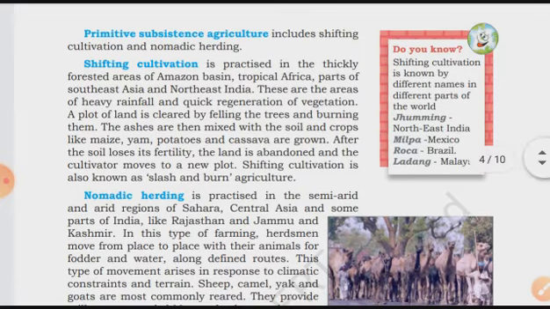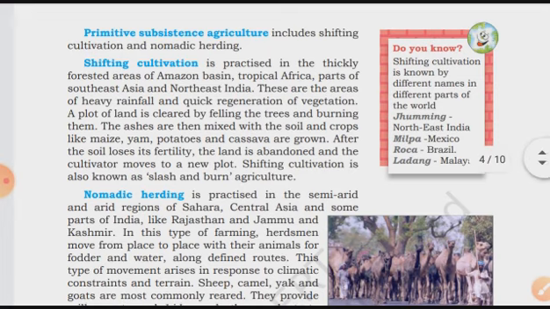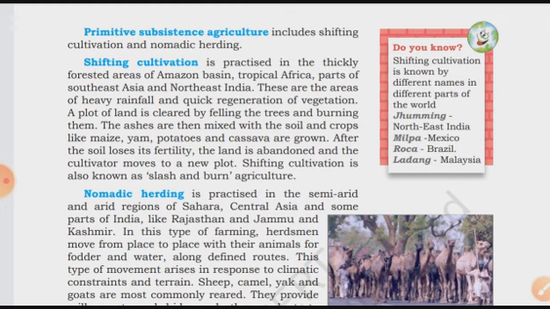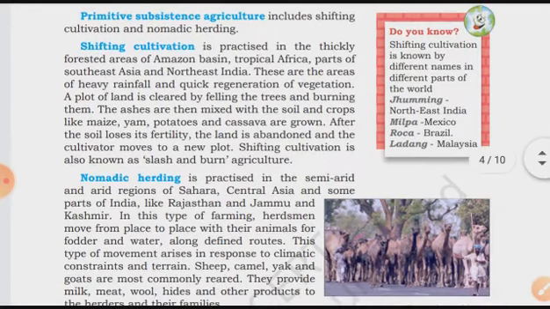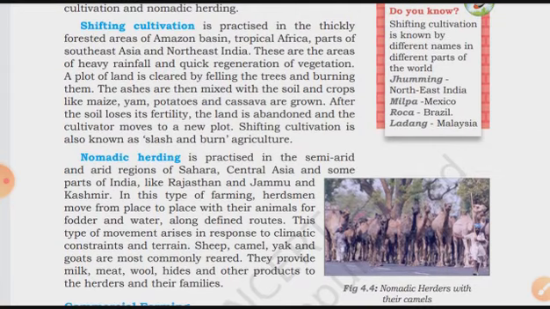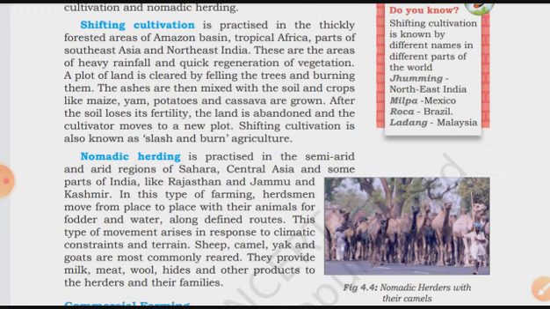See, shifting cultivation is practiced in the thickly forested areas of the Amazon basin, tropical Africa, parts of Southeast Asia and Northeast India. Shifting cultivation means you are doing the farming or cultivation shift-wise. Mainly it is practiced in the thickly forested areas of the Amazon basin, tropical Africa, parts of Southeast Asia, and also in Northeast India. These are areas of heavy rainfall and quick regeneration of vegetation. Whatever plants and vegetation are found there, they quickly regenerate.